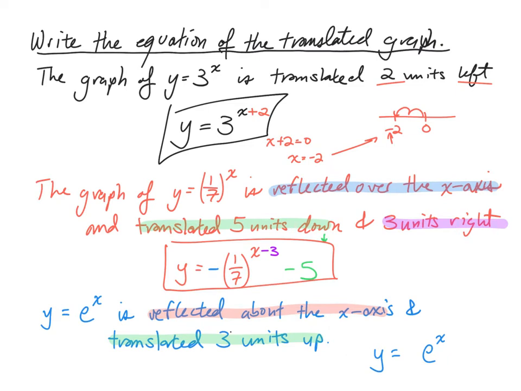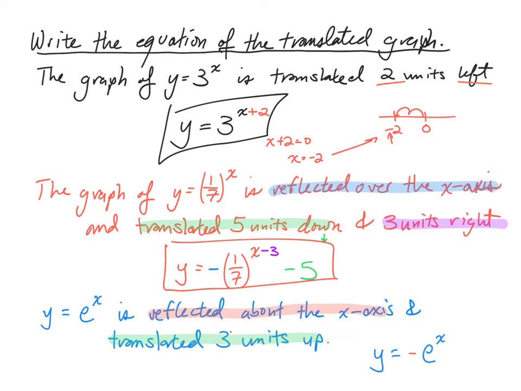Well, again, reflected about the x-axis, pretty simple. You just throw a negative in front of the entire parent function. Multiplication by -1 is how we represent a reflection. You can see here this would be -1 times e to the x. We don't need the 1 here, so we can just call it -e to the x.